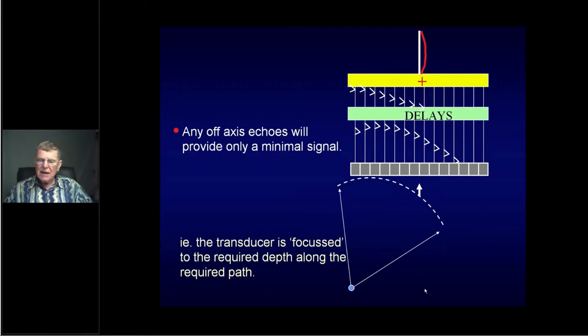So as soon as the echo moves away from the central beam path, the echo amplitude provided to the machine falls off significantly. It'll only give you the best amplitude from echoes coming from the center of the beam path at the right depth. And isn't that focusing? So that's what receive focusing is. That's quite clever.